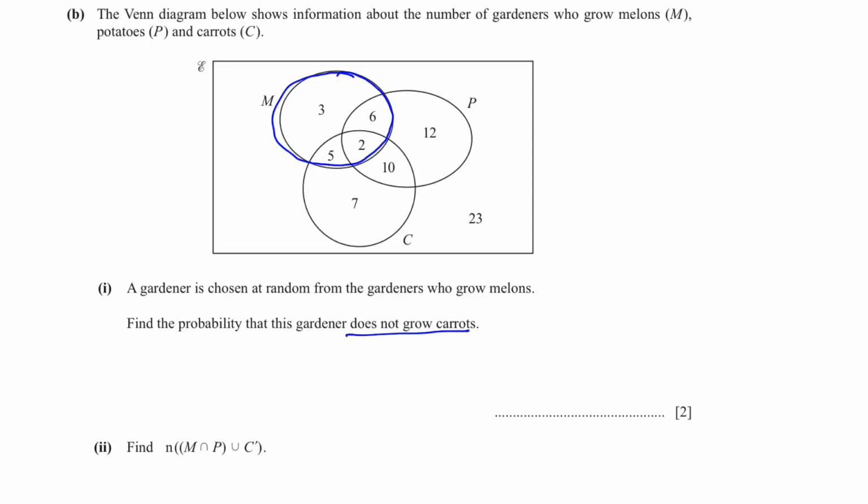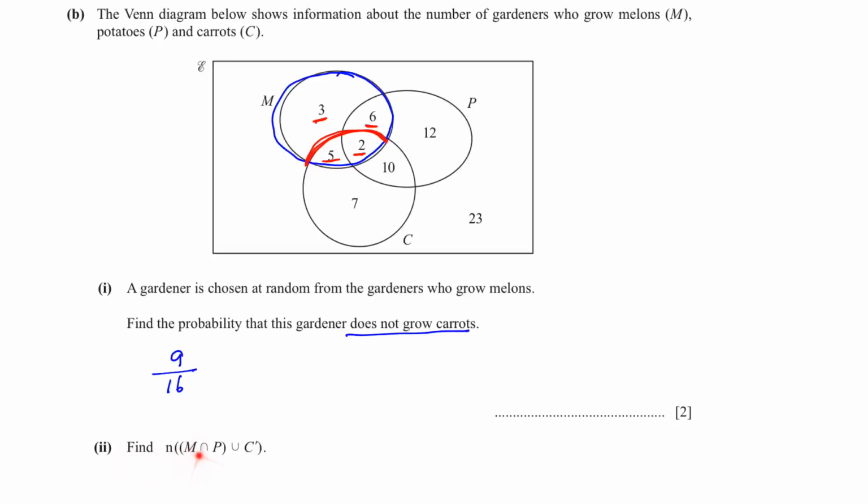So this intersection here is of the gardeners who grow melons and carrots, but we want only those who don't grow carrots. So it is 3 plus 6, 9, over the total number of gardeners who grow melons, which when you add it, you will get 3 plus 6 plus 5 plus 2, 16. So 9 over 16 is your answer. Moving on to the next question.